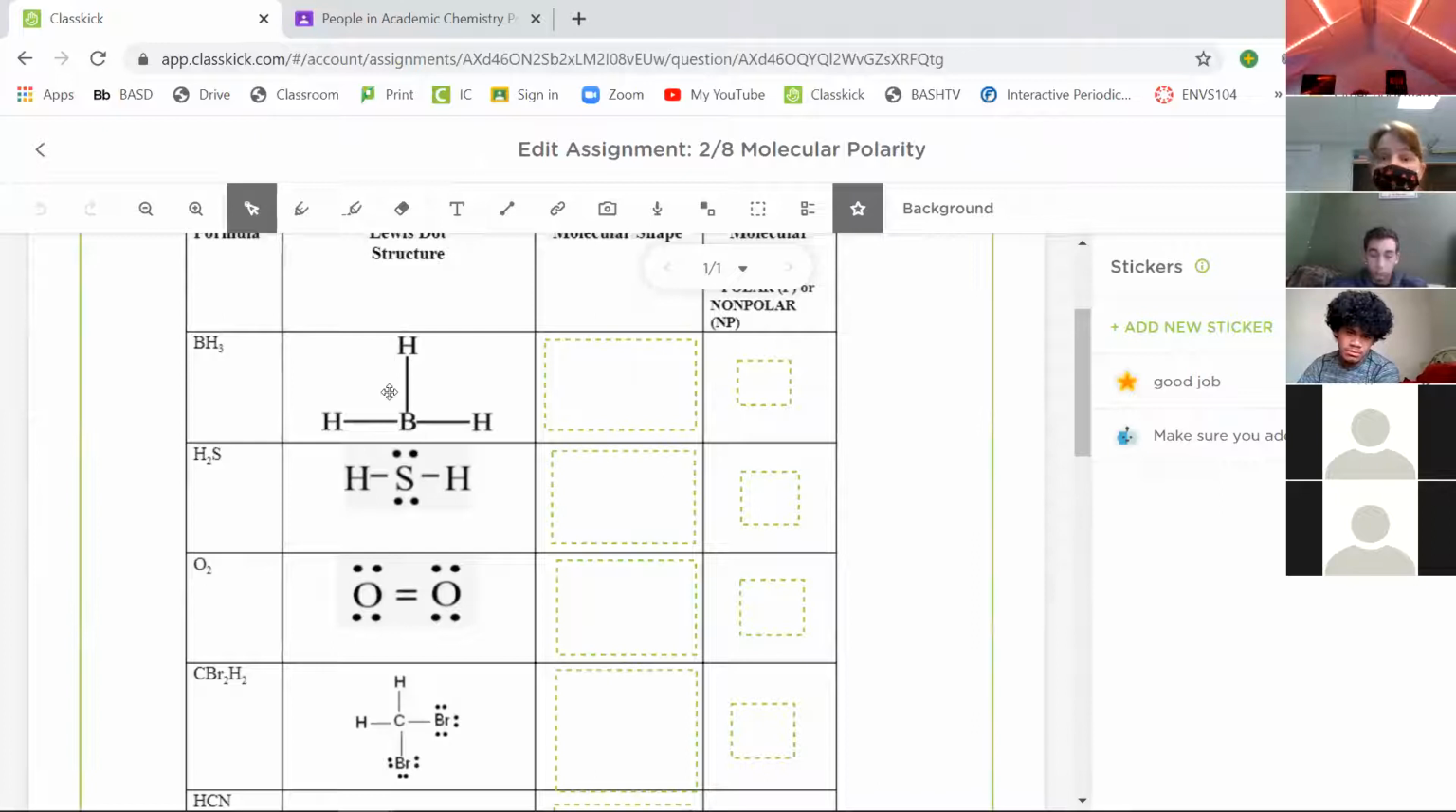So let's say I look at this and I think it's polar. Okay, I'm not going to say whether it is or not. I'm going to type the P in there. Then if it's wrong, I'm going to look back at it and try to figure out why it was wrong. Okay, that's how you have to learn.